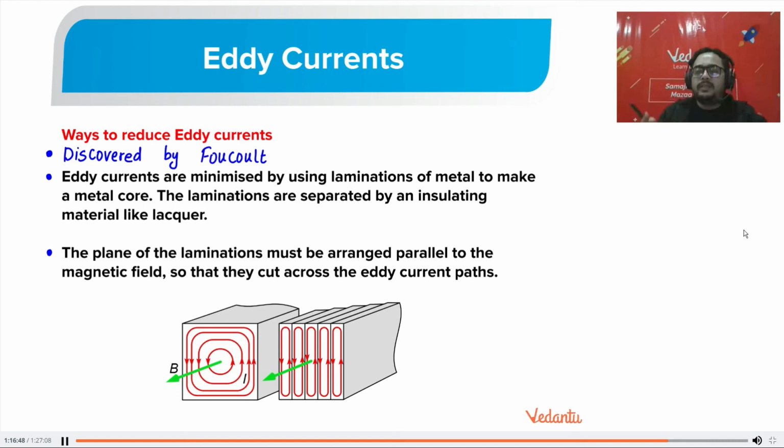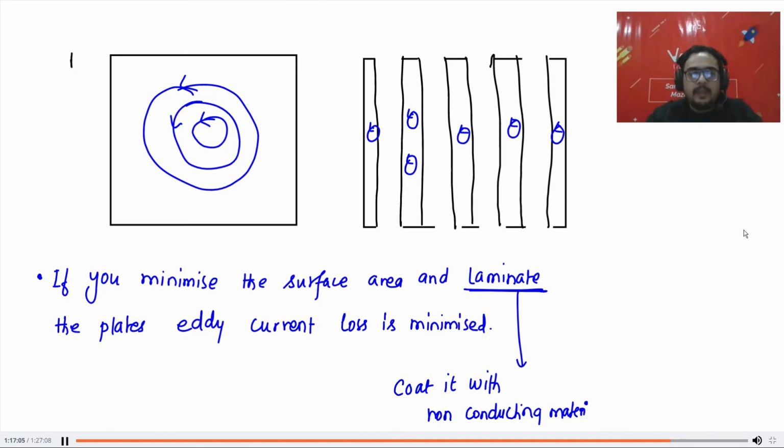Only the definition. Okay. So, Shaina, if you have a metallic plate and the magnetic flux through it is changing, then circular currents are generated on its surface, which are called eddy currents. Now, in order to minimize the eddy currents, you can minimize the surface area and laminate it so they have no contact with each other. Now the eddy currents have very small area to form a closed loop.